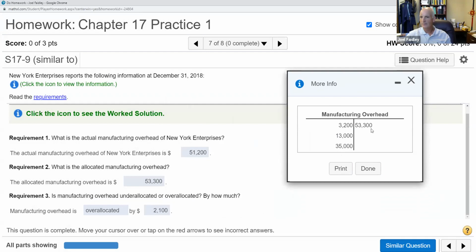Because you can't wait till the end of the period to find out what all these actuals are. You're costing your product all during the year. So the actual manufacturing overhead is 51.2. If you add up 3,200, 13,000, 35,000, that's my actual bills incurred, accounts payable and payroll. I allocated 53, and so I've over allocated by $2,100. And so to get rid of that, we would what? Debit manufacturing overhead, credit cost of goods sold. They don't ask that, but that's what you would do.